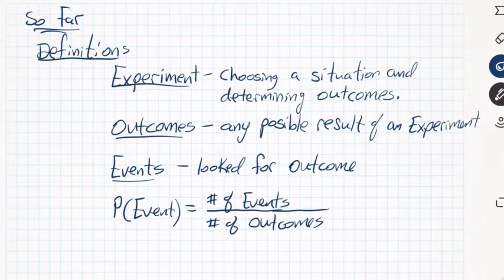But I need to know both of them so I can come up with the probability of that event being the number of people that went through the red light divided by the number of people that actually drove near that stoplight. All right, so that's all the definitions up to this point, and you have to be really clear when you're dealing with events and outcomes.